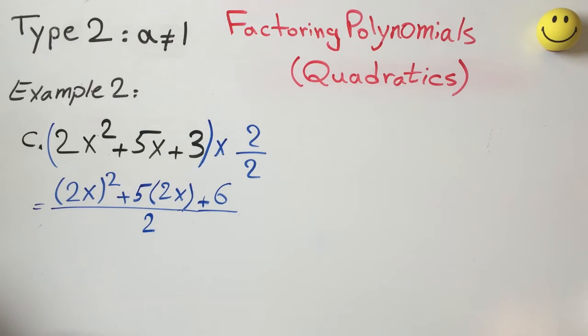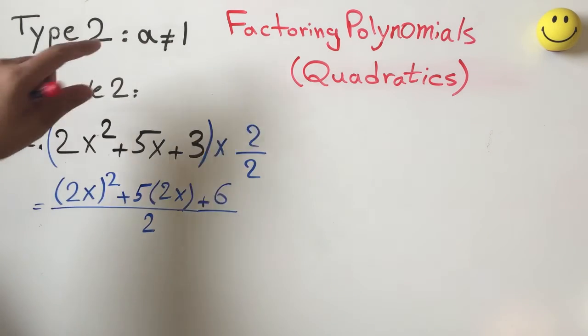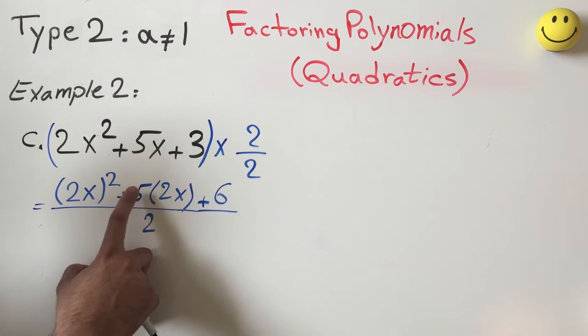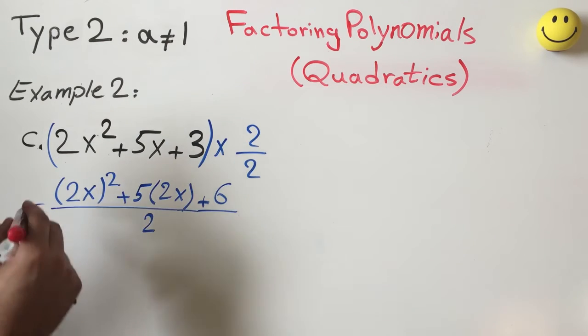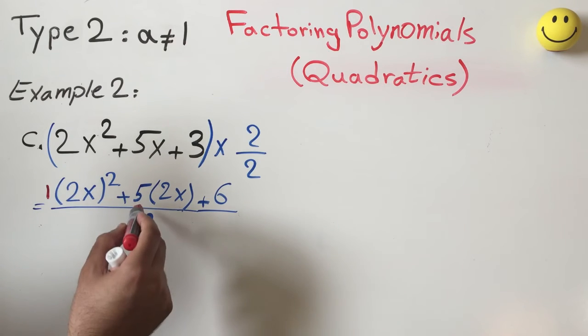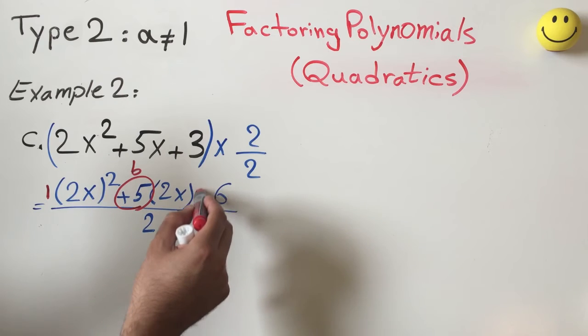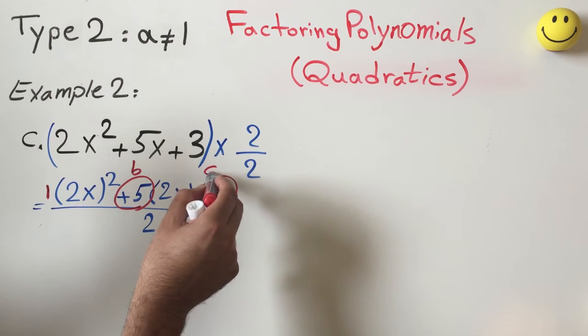Now what I have in the numerator is something similar to type 1 questions. So basically your a is 1, your b is 5. Let me write it down. This is your a, this is your b, and this 6, or positive 6, is your c.